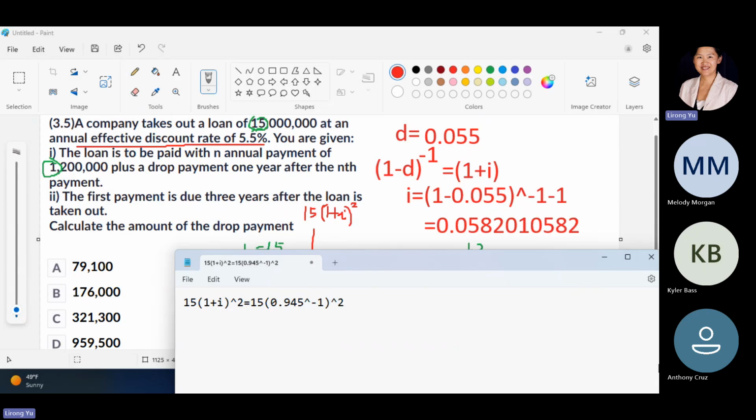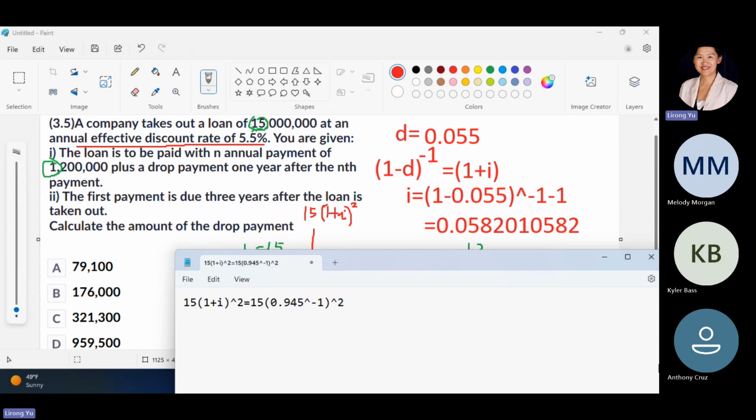Are we okay with it? So I don't want to use this i. This is 0.0582010582. That is the accurate number. That's why I keep the long decimal. Instead, I want to use (1 minus 0.055) to the -1 power, minus 1, as my i. And then we're going to calculate i plus 1. So then the -1 is canceled. So we get i plus 1 equal to (1 minus d) to the -1 power.